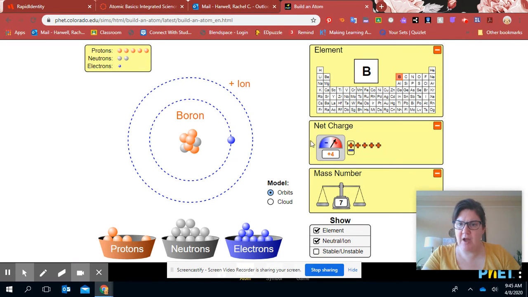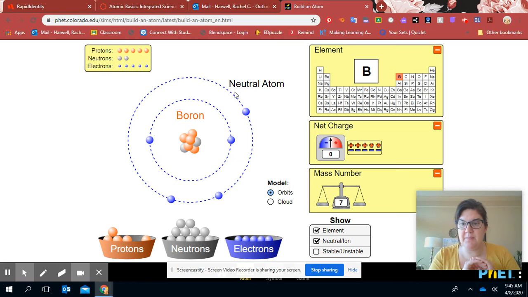protons in there. Down here, you can see that it has a net charge. The reason why it has a net charge, protons are positive. So the more positive you put in here, it's going to balance it out, right? So if we want a neutral atom, we have to make sure we have the same number of electrons as we do protons. So I'm going to go ahead and add a couple here. So you can see this is now a neutral atom. That means there's 0 net charge. There's the same amount of positives as there is negatives.